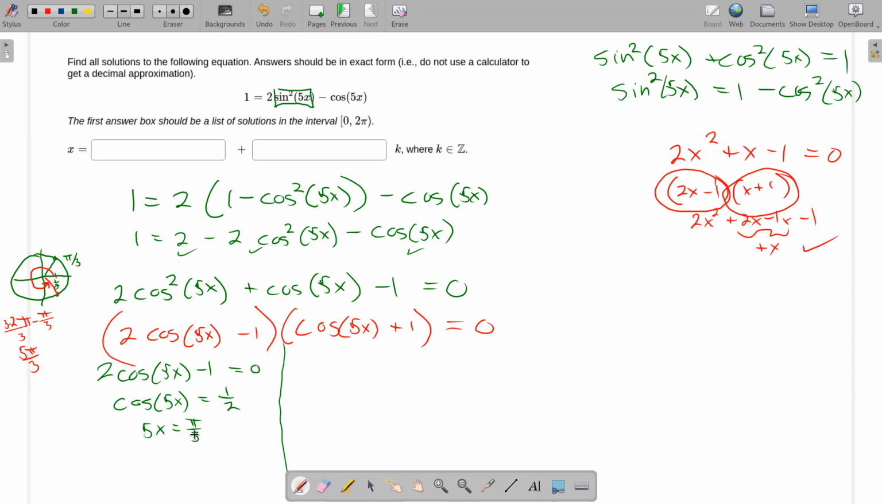And then divide by 5 over here, right? So I get x is equal to pi over 15 would be one. And the other one would be this one, but divided by 5. So my other solution is 5x equals 5 pi over 3, divide by 5. The 5's divide out, so my other one is pi over 3. So those are the first two solutions from this one.